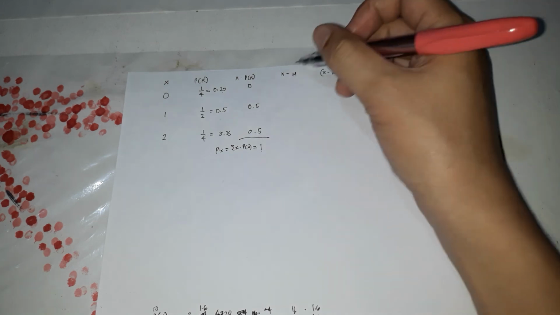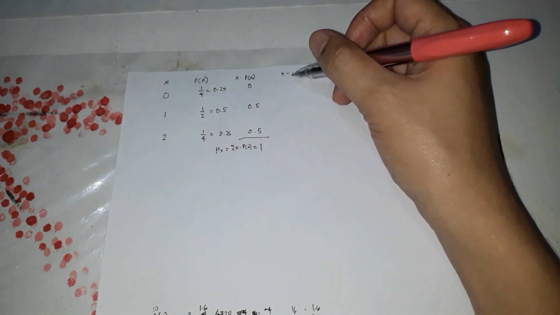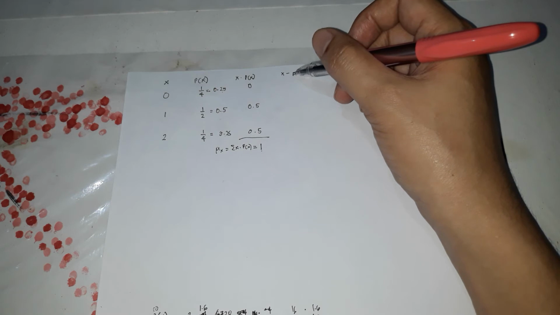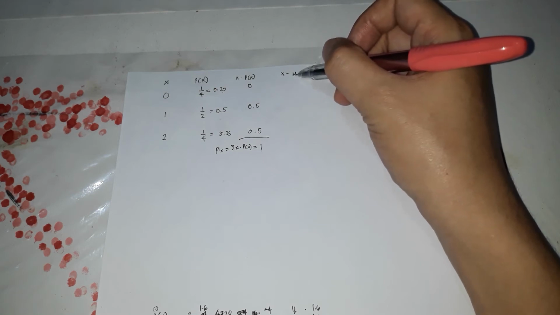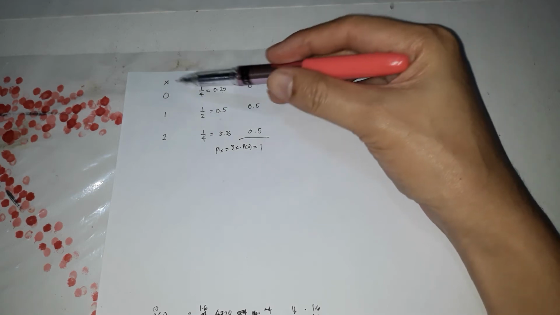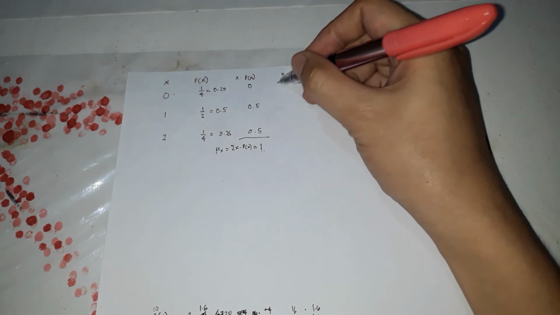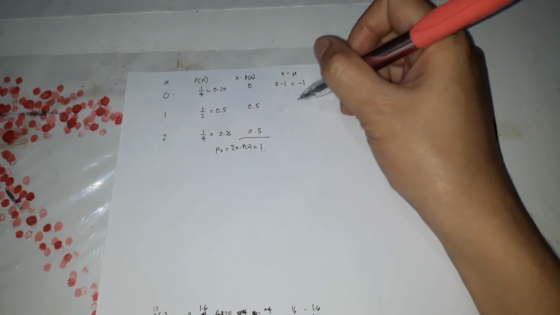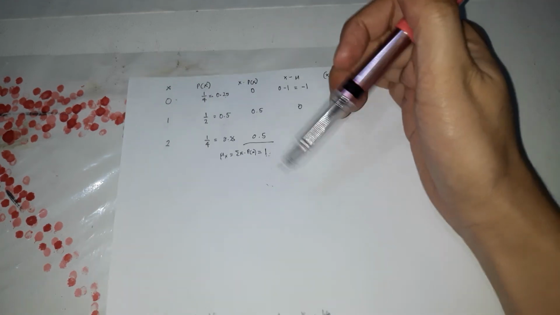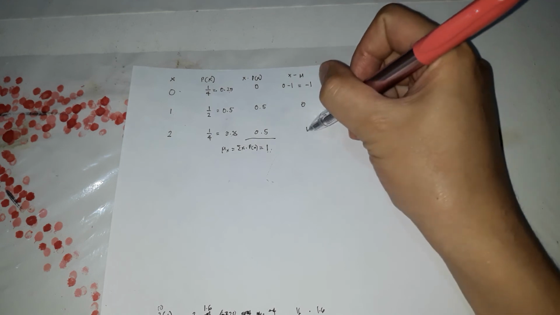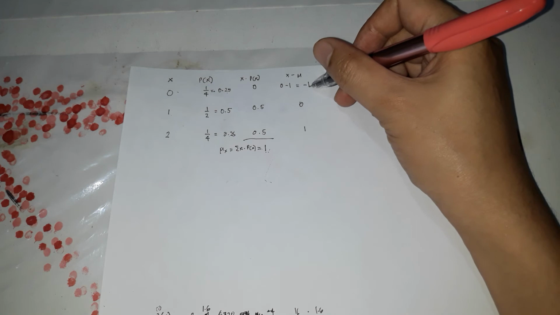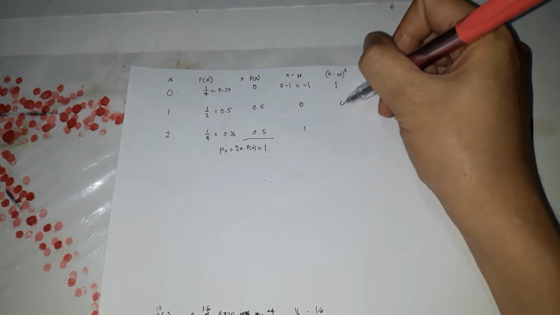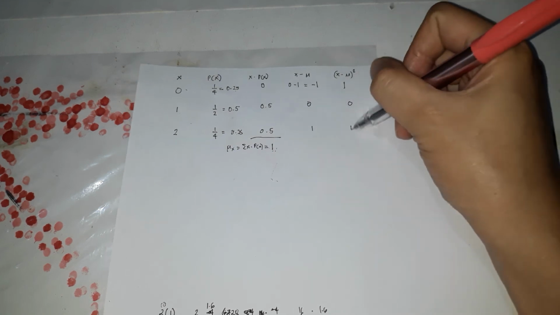We need this because we need this in the next column of the table. So x minus the mean. So x, minus mo ng 1. So 0 minus 1, it's negative 1. Dito, 1 minus 1, 0. Dito naman, 2 minus 1, that's positive 1. Next, x minus mean squared, squared mo siya. Negative 1 times negative 1, 1. 0 times 0, 0. 1 times 1, 1.